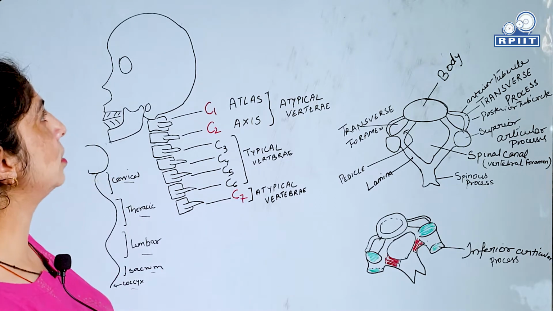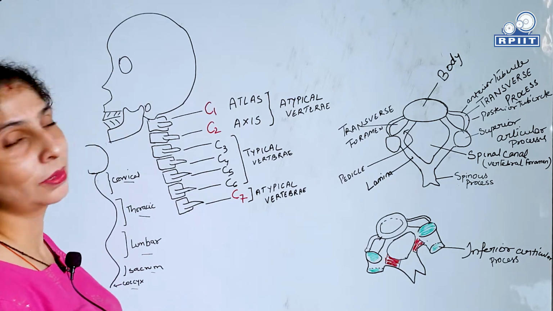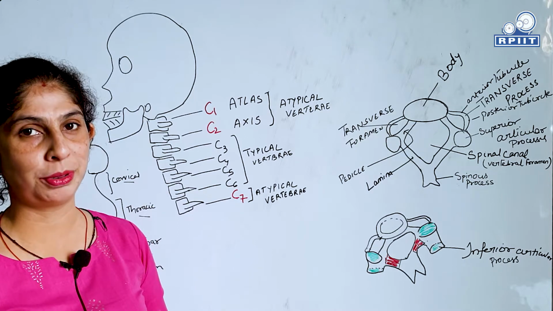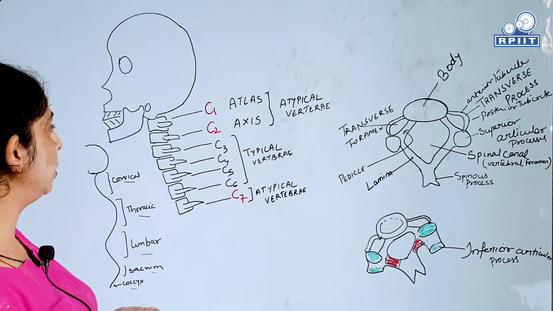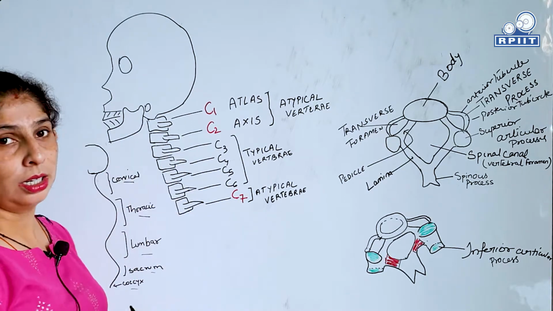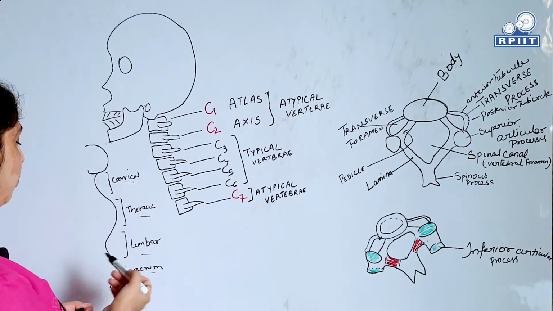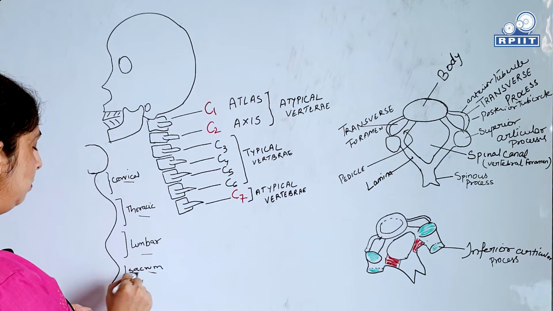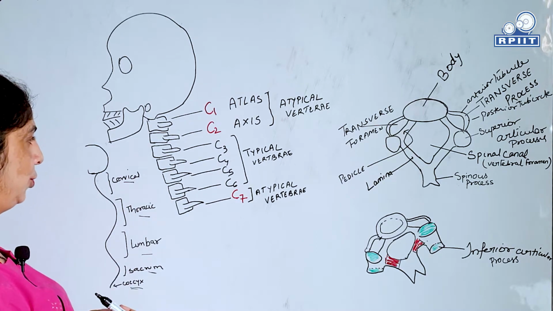Today we will discuss about cervical vertebrae. In our body, the spinal cord is surrounded by the vertebral column, which is made up of the small vertebrae. The vertebral column consists of the 5 regions: cervical, thoracic, lumbar, sacrum, and coccygeal region.